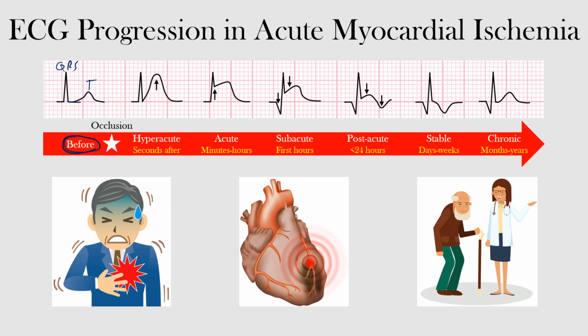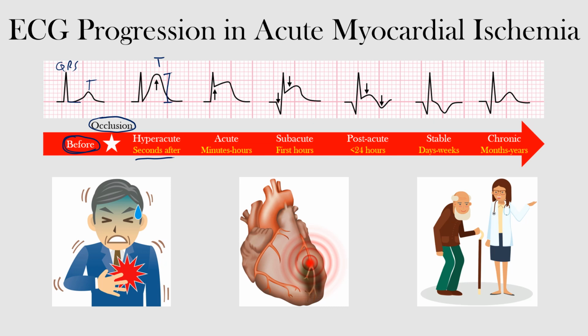Okay, so what we have going on here is occlusion. That chest pain comes on, he has this coronary artery occlusion, and immediately seconds after we have this hyperacute phase in which these T waves start peaking. Notice that our T wave starts peaking. That's very large, broad based, and that's what we see going on. So that's one of the first changes. Remember, it's so early that we often don't see it because they actually don't even last too long.